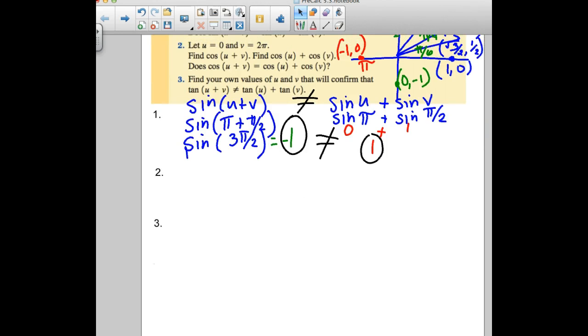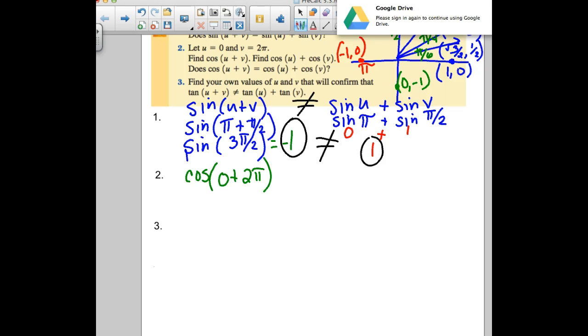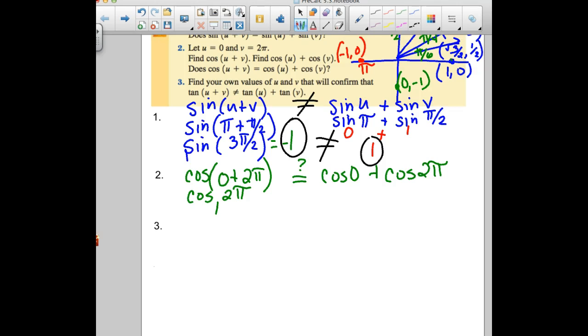All right, our second one says u this time is going to be 0 and v is going to be 2 pi, and we're comparing the cosines now. So let's take cosine of u plus v, which in this case is 0 and 2 pi, and we're looking to see, does it equal the cosine of 0 plus the cosine of 2 pi? All right, well, if we add 0 plus 2 pi, that's just 2 pi. And the cosine at 2 pi, which is back here at 0, cosine is 1. Over here we have the cosine of 0, which is 1, and the cosine of 2 pi, which is 1 again. They're in the same spot. And so on this side we get 2, and 1 does not equal 2, so these are not equivalent.